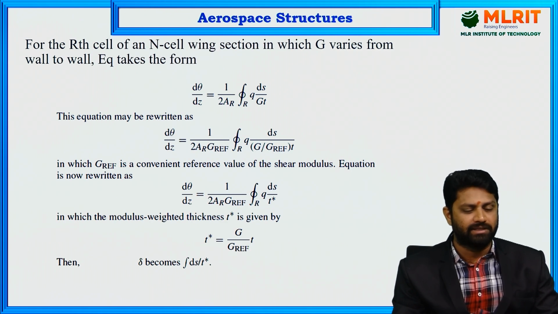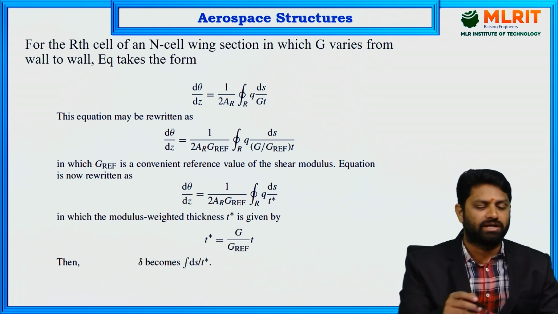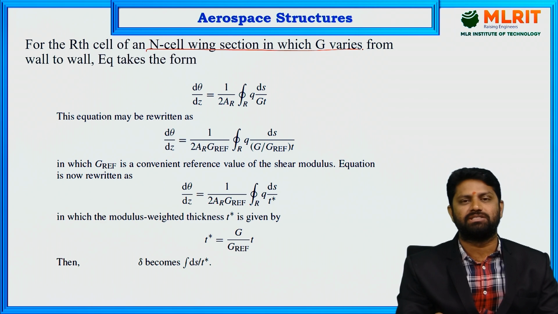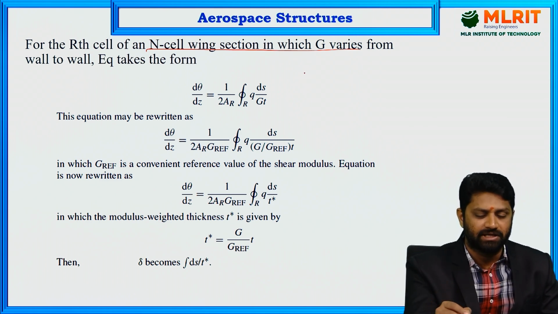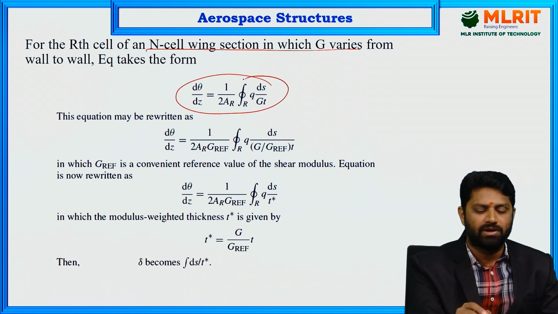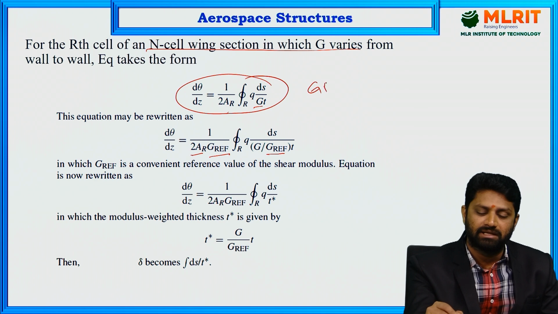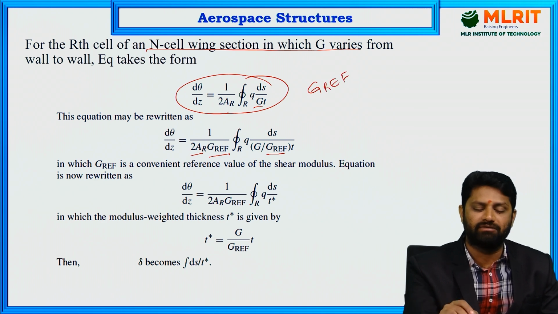Okay, and then for example, you may use the rth cell. When you use an N-cell wing section, sometimes G may be constant and sometimes G may not be constant. If G is varying across the walls, you can slightly modify the rate of twist formula. What I am doing here is 1 by 2AR, I am adding G reference, multiplying and dividing, so that we get the ratio G by G reference.